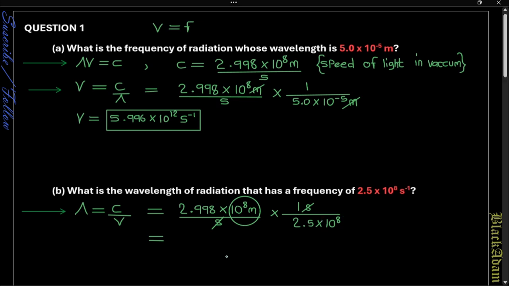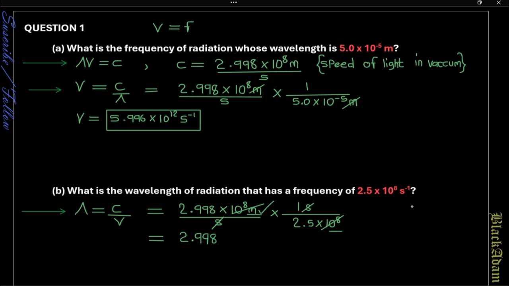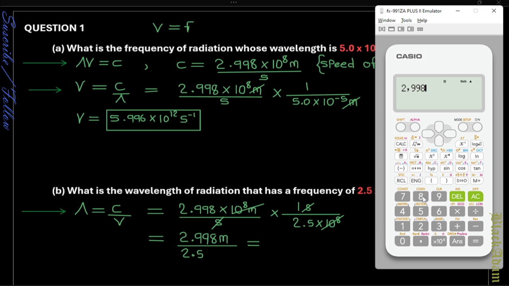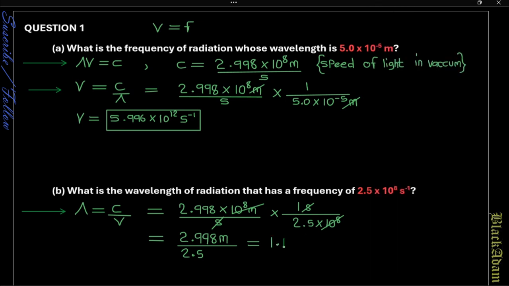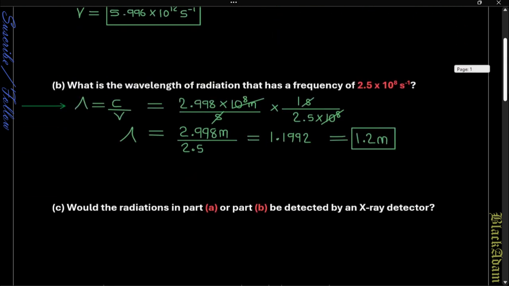The 10 to the power 8 cancels out, and then we have 2.998 meter. Remember, the meter doesn't cancel out, there's no meter on that side. So 2.998 meter divided by 2.5 gives us 1.1992. So that's equivalent to 1.2 meter. So that's our answer for B.